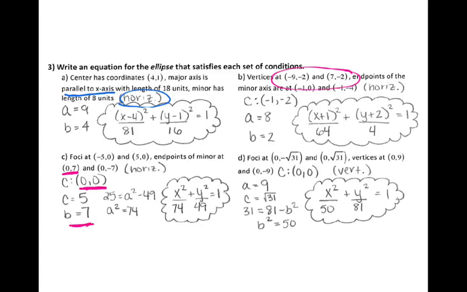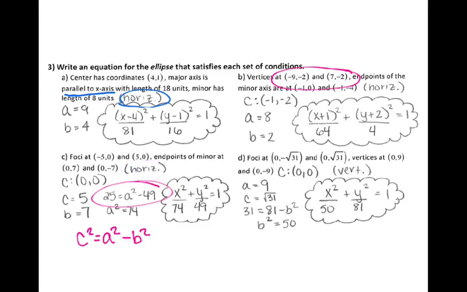You do have a formula for the foci. Let me write that down. C squared equals A squared minus B squared for the ellipse. So C squared is 25, A squared we don't know, but B is 7, so B squared is 49. And that's where this comes from. So I can solve for A squared, which is 74. Now I do still need to figure out what kind of major axis I have. This one is a horizontal major axis because your foci actually lie on the major axis just like your major axis endpoints. And since my x's are different, that makes it a horizontal major axis.